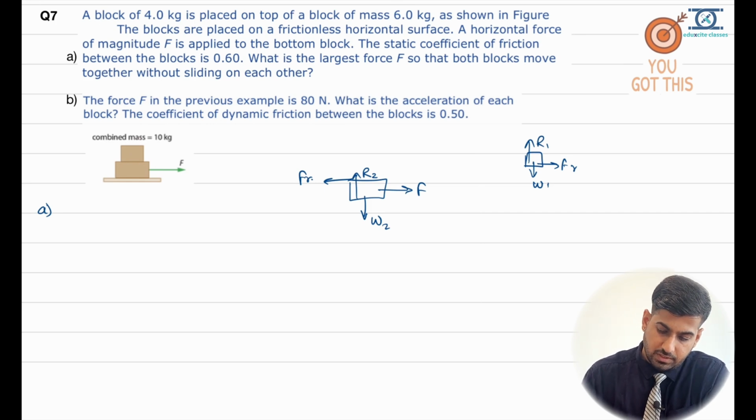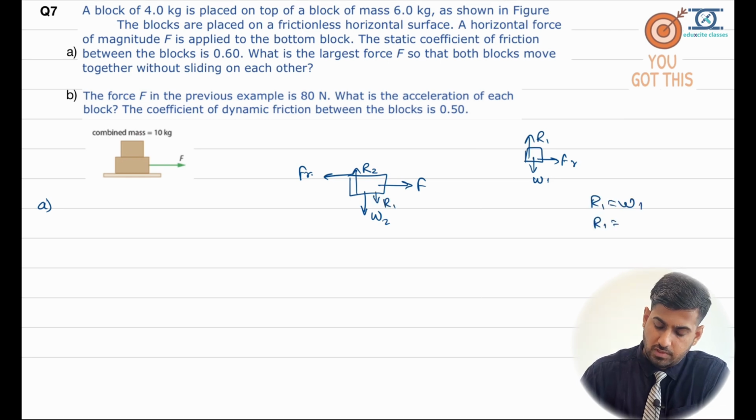So here I can say vertical forces are balanced, so R1 is equal to W1. So R1 will be equal to W1, taking g as 10 Newton per kg as of now, right? So R1 will be W1, which is the upper block.